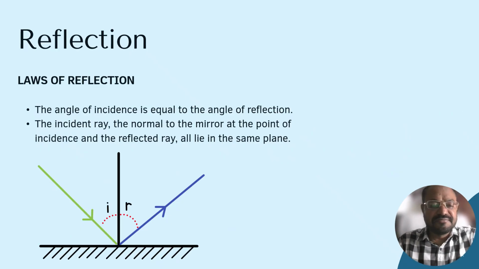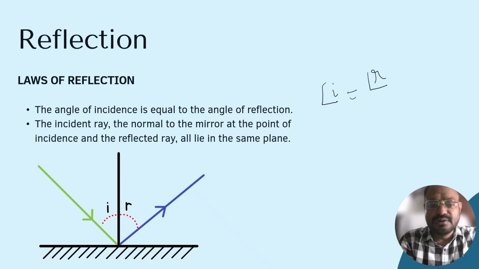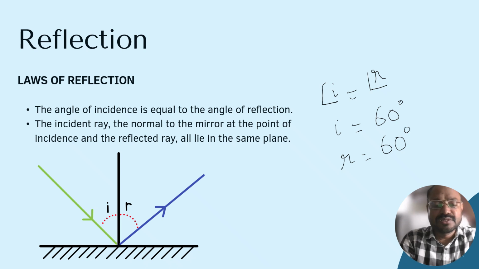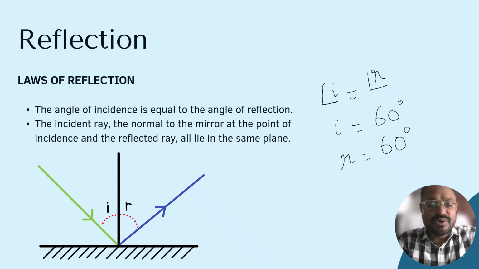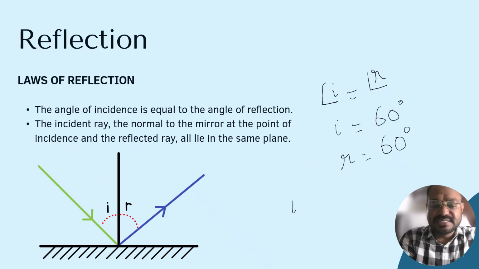There are two laws of reflection. The first law: the angle of incidence is equal to the angle of reflection. In general, we say angle i equals angle r. For example, if angle i is 60 degrees, then angle r will also be 60 degrees. So the problem can be asked: what is the angle of incidence if the angle of reflection is 60 degrees? The angle of incidence is also 60 degrees.